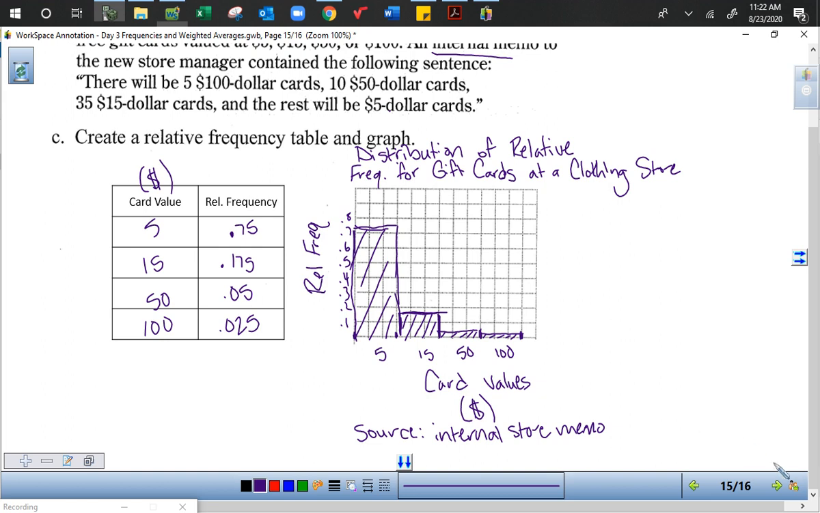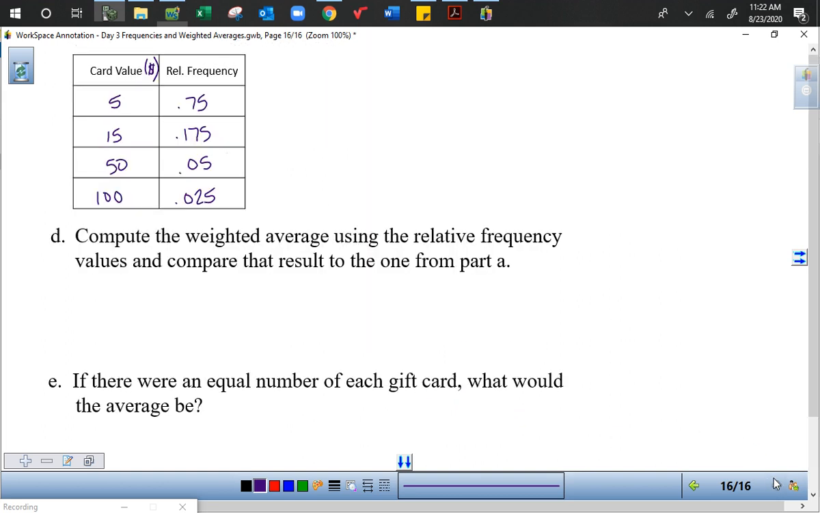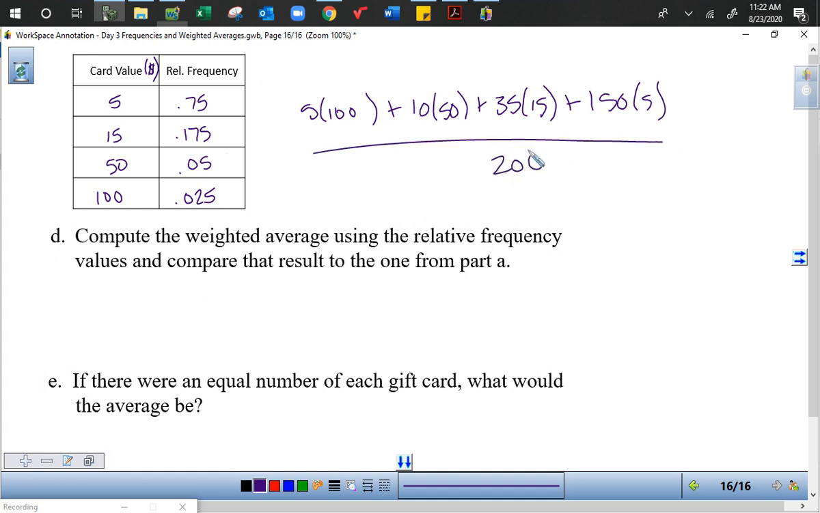Alright, last couple of things here, and this is really to help you with your homework. It says compute the weighted average using relative frequency values and compare the results. So we found the weighted average last time by taking 5 times 100 plus 10 times 50 plus 35 times 15 plus 150 over 5, and then we divided it by 200. This is what happened in Part B. We took the sum from Part A and we divided by 200.